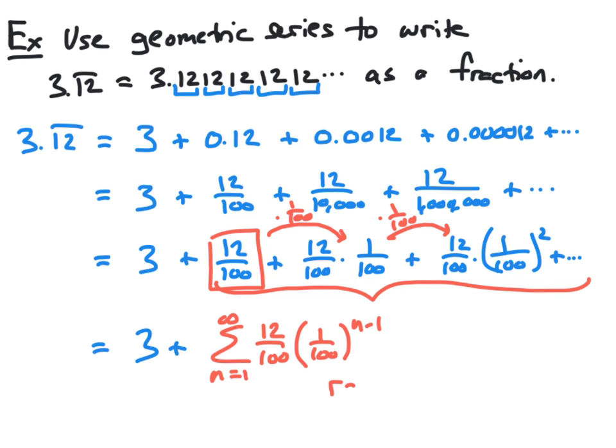Our r value, our ratio, is 1 over 100. This has an absolute value less than 1. And so this is a convergent geometric series. And so we know how to find the sum of a convergent geometric series. And so we do that and add the 3 to find the fraction for our repeating decimal.